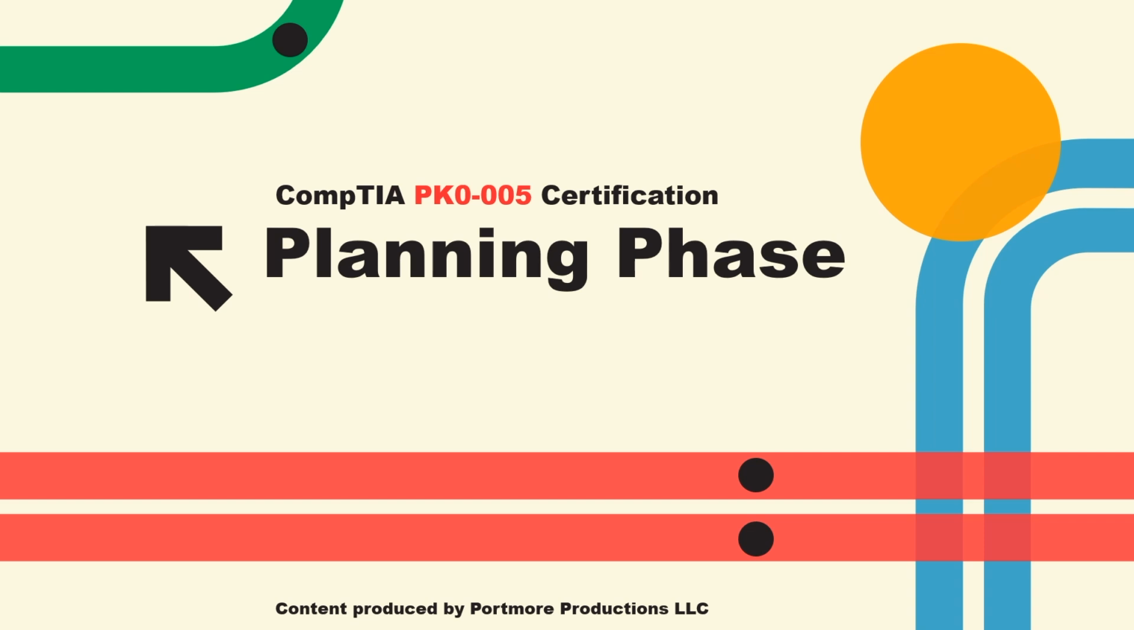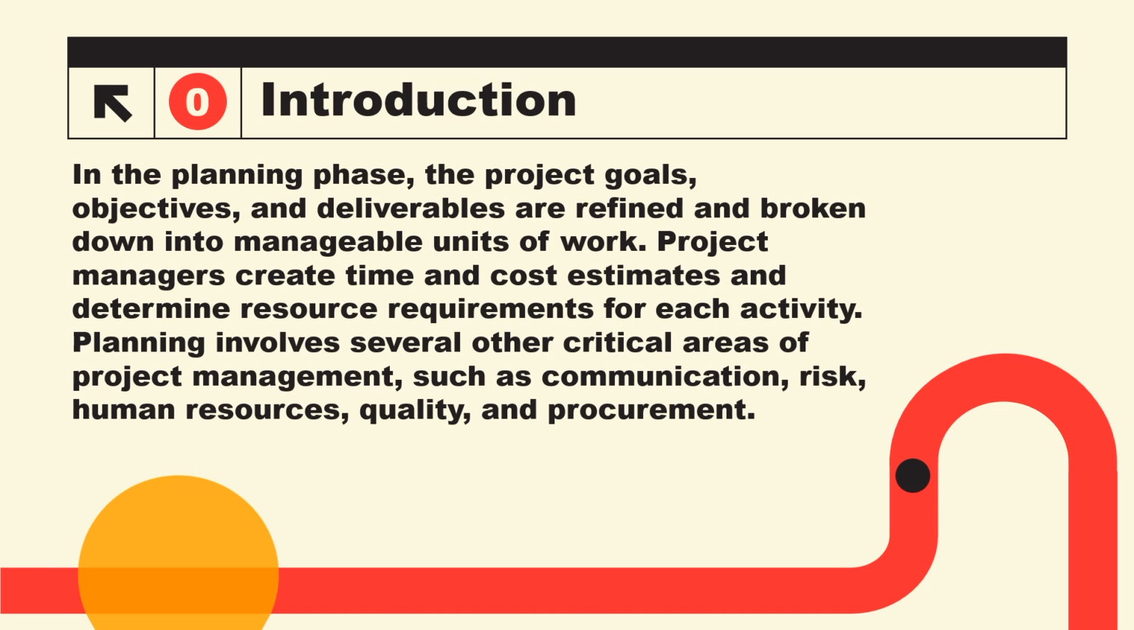Today we'll be discussing the planning phase for the COMPTIA PK0-005 certification. Let's begin. In the planning phase, the project goals, objectives, and deliverables are refined and broken down into manageable units of work. Project managers create time and cost estimates and determine resource requirements for each activity. Planning involves several other critical areas of project management, such as communication, risk, human resources, quality, and procurement.